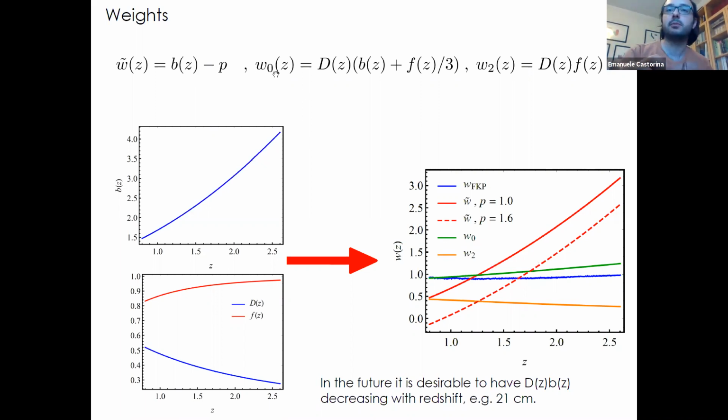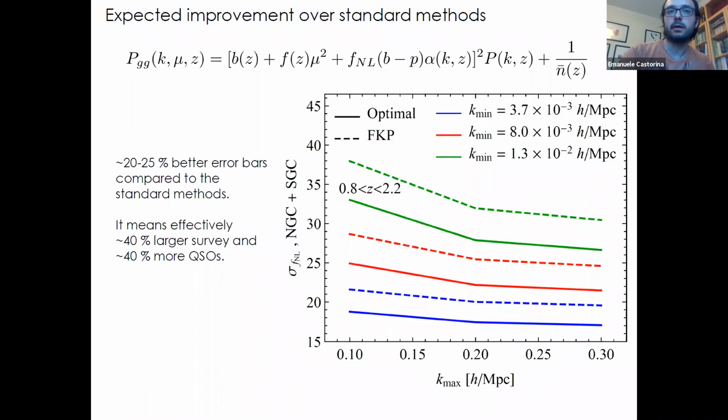So we were expecting these W0 and W2 to actually go down with redshift. They do not, because the product of D(z) times b(z) is almost a constant and slightly increasing function of redshift. So what we are learning is that if we want to constrain primordial non-Gaussianity, it's always best to select a sample where D(z) times b(z) is a decreasing function of redshift. This is not always the case, but it will be if one day 21 centimeter cosmology becomes reality.